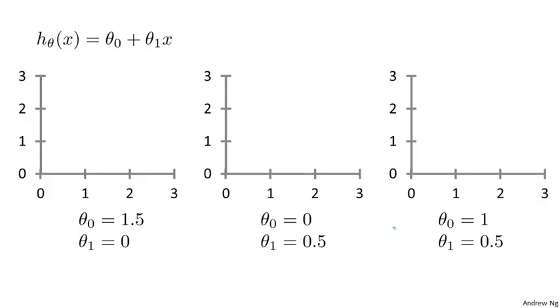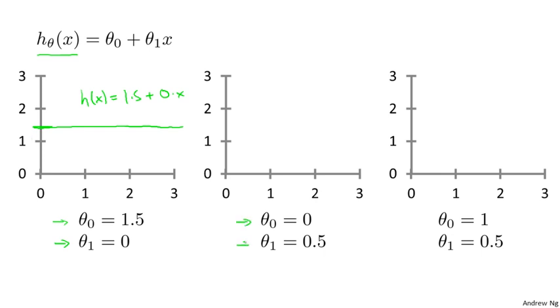With different choices of the parameters theta 0 and theta 1, we get different hypothesis functions. I know some of you will probably already be familiar with what I'm going to do on this slide, but just to review, here are a few examples. If theta 0 is 1.5 and theta 1 is 0, then the hypothesis function will look like this, because h of x equals 1.5 plus 0 times x, which is this constant value function that's just flat at 1.5.